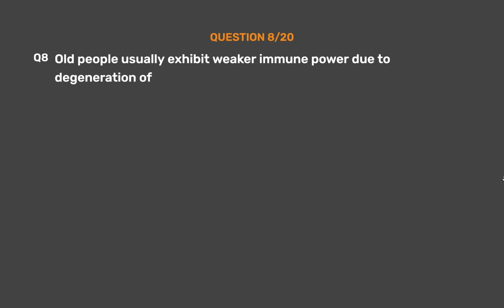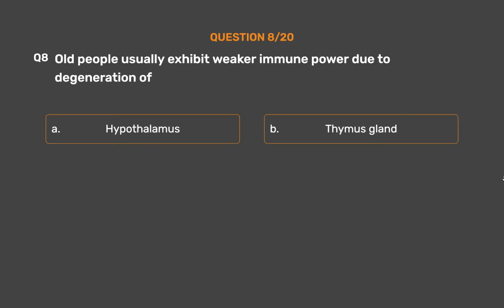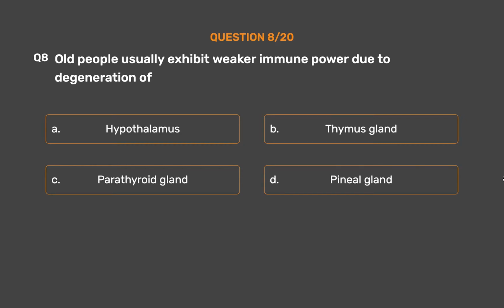Question number 8. Old people usually exhibit weaker immune power due to degeneration of: Option A. Hypothalamus. Option B. Thymus gland. Option C. Parathyroid gland. Option D. Pineal gland.